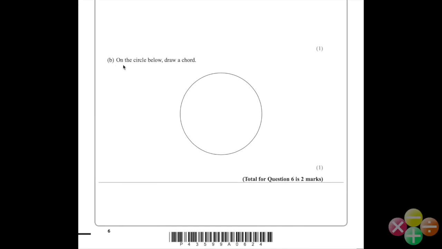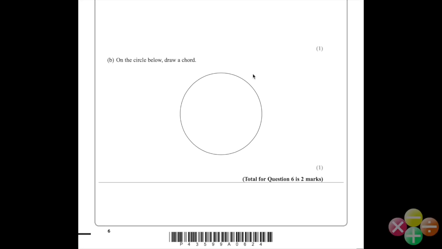Part B. On the circle below, draw a chord. Now a chord is simply a line that goes from one side of the circle straight across and touches the other side. Now a circle has many different chords. Some chords can pass through the centre, but some do not.